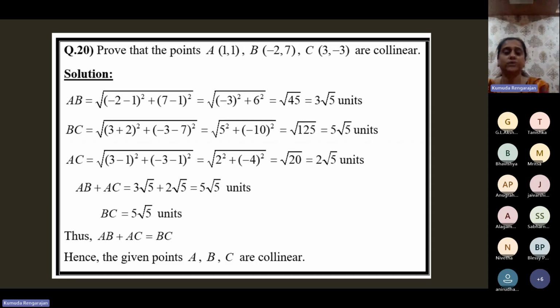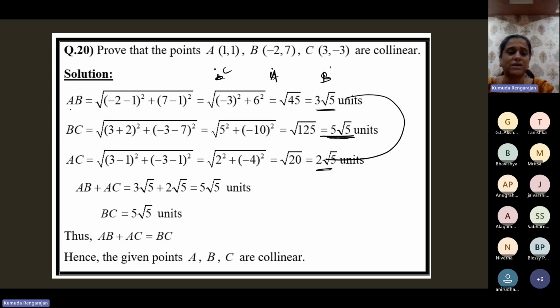Okay. So when we find AB, BC, and AC, we don't know the arrangement. We don't know if it is A, B, C like this, or like this, or if it is like A here, B here, and C here. So we're just finding out AB, BC, and AC. Now look at the lengths you get: 3 root 5, 5 root 5, 2 root 5. So from the answers we have got, we understand that the sum of these two is equal to this one.